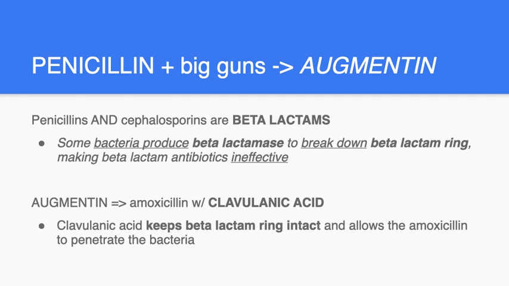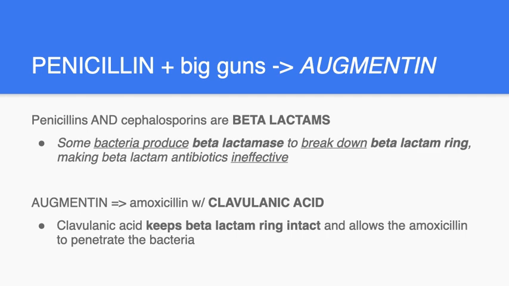Now, I don't want us to forget about Augmentin. Augmentin is penicillin plus the big guns, as I like to remember it. So most penicillins and cephalosporins are beta-lactams. So they have a beta-lactam ring around the antibiotic that helps it penetrate bacteria. However, some bacteria produce an enzyme called beta-lactamase, which causes the bacteria to be able to break down the beta-lactam ring surrounding antibiotics, making beta-lactam antibiotics ineffective.